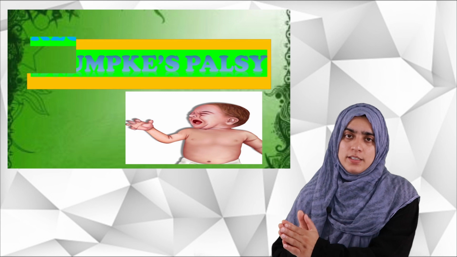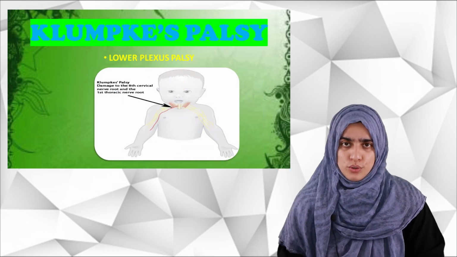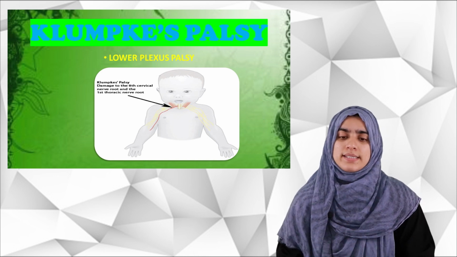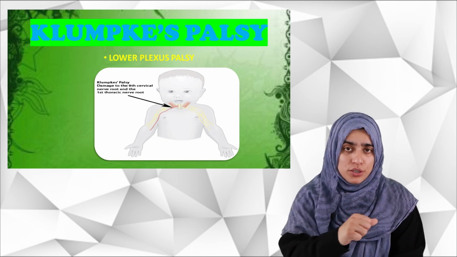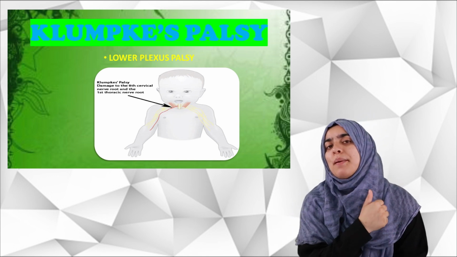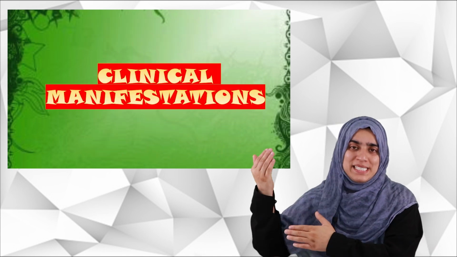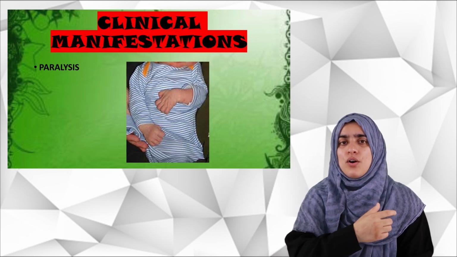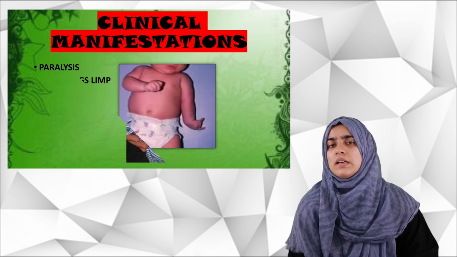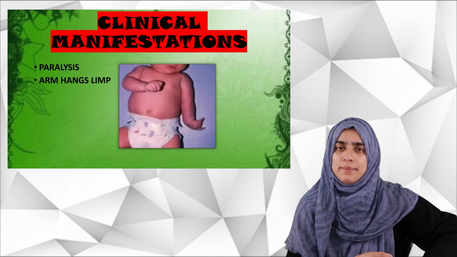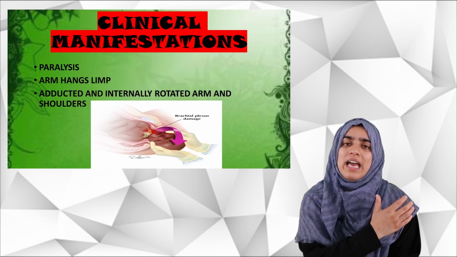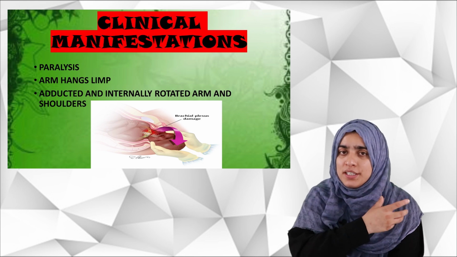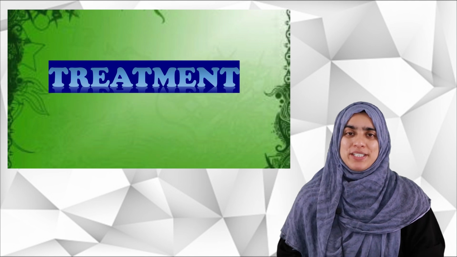Klumpke's palsy is less commonly seen, where the lower portion of the plexus is damaged. It results from severe pulling or stretching of the upper extremity of the infant. What are some of the clinical manifestations? There will be paralysis of the affected extremity. The affected arm will hang limp alongside the body. The shoulder of the affected arm will be adducted, and there will be internal rotation of the shoulder. The treatment we will talk about now.